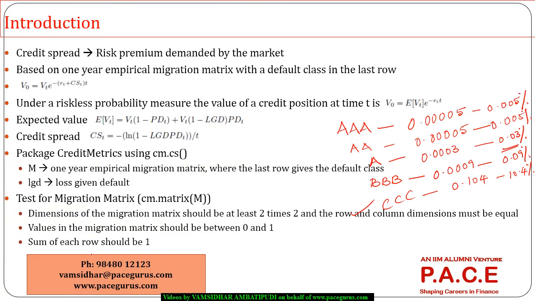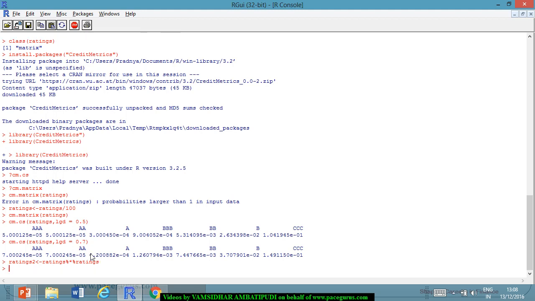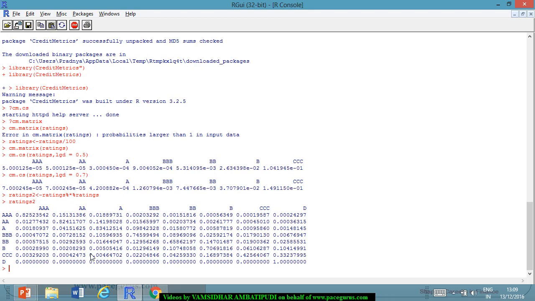Right now I have a 1 year migration matrix. Now how do I get a 2 year migration matrix? Let me take it as ratings 2, where I'll do a matrix multiplication. Matrix multiplication is done by percentage star percentage. So I'll simply say ratings percentage star percentage ratings. Now if I look at ratings 2, this is for a 2 year period.